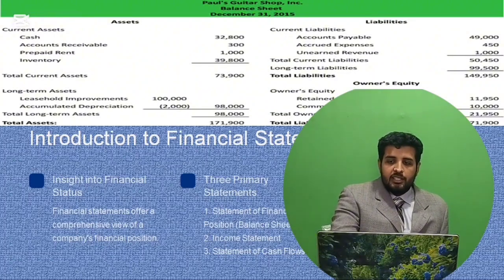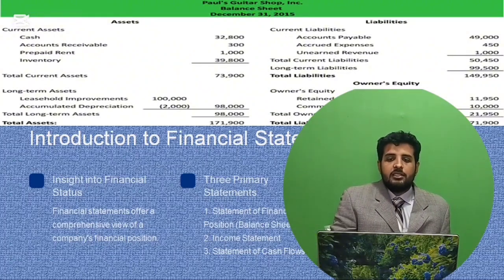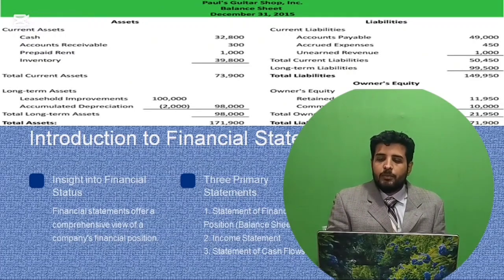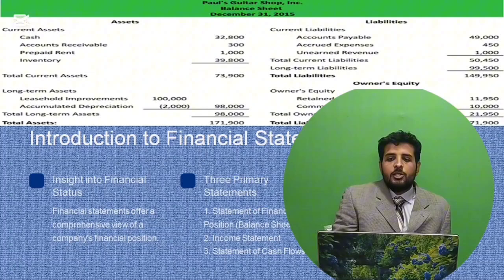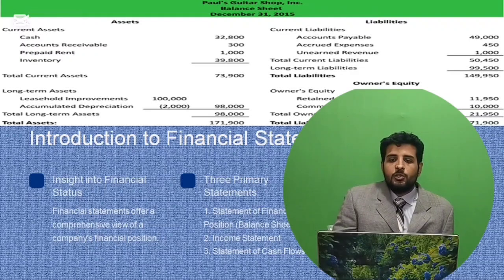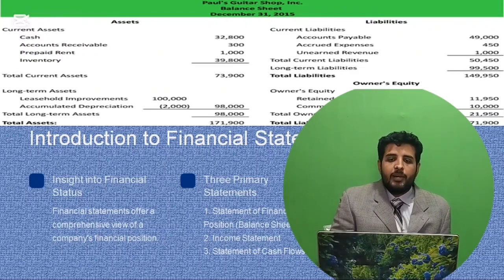So the next main statement is statement of cash flow. This details the changes in cash during a particular recording period. It classifies the cash flows into operating, investing, and financing activities, offering insights into how cash is generated and used by an organization.